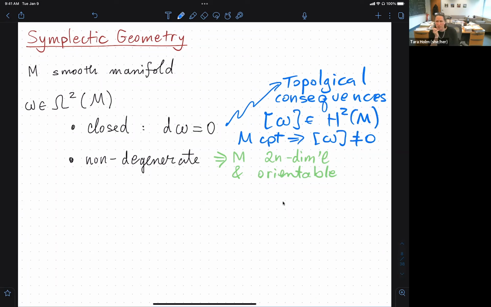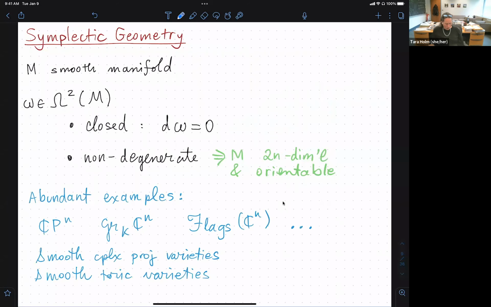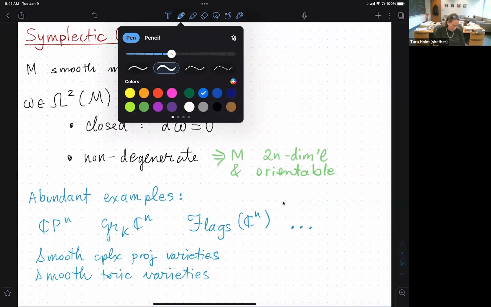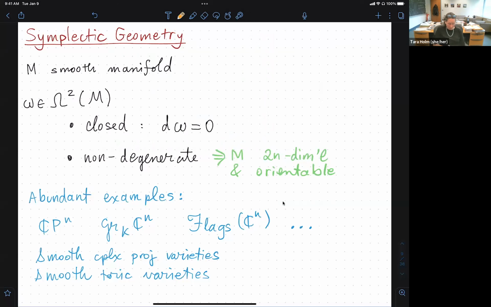But the non-degeneracy of the two form also has consequences. In particular, the manifold has to be even dimensional and orientable. I think these facts are familiar to anybody in a Poisson geometry seminar, so I'm not going to belabor that. There are abundant examples, and this is the only place where I'm going to mention a more general Poisson structure.